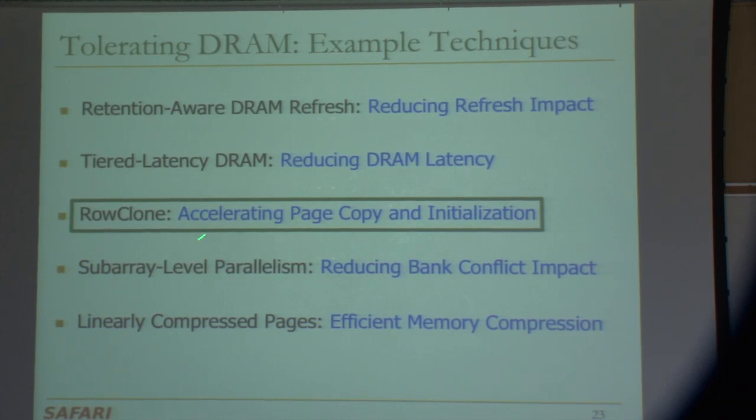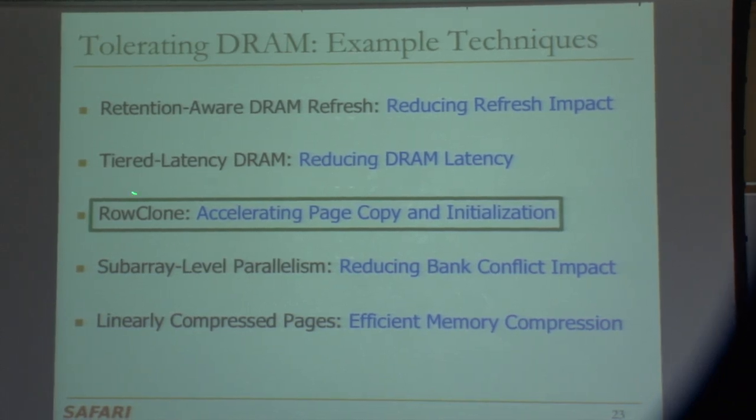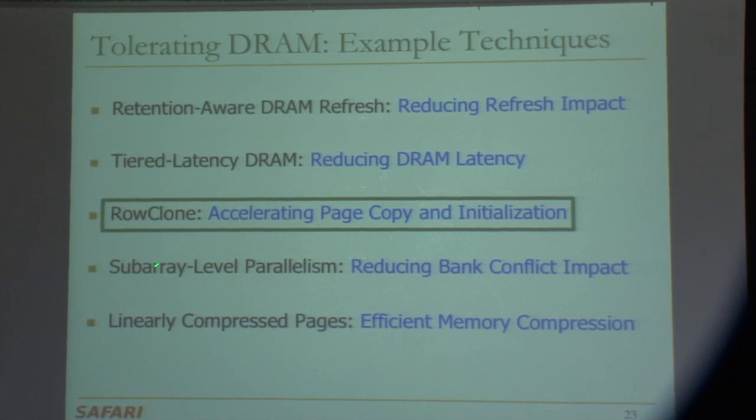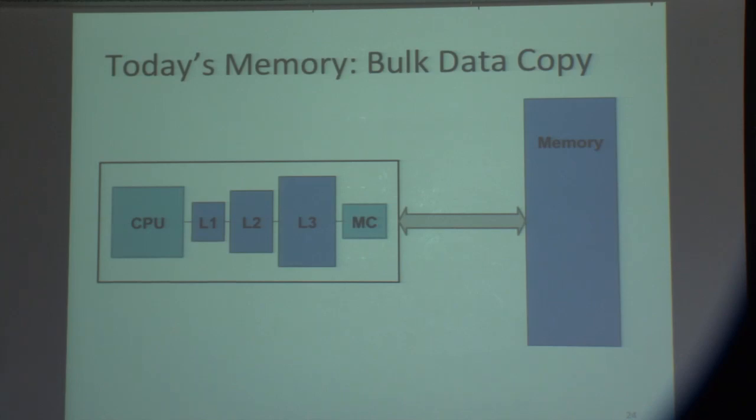So I'll talk about this a little bit, and then I'll talk about tiered latency DRAM. But there are other ways of improving parallelism and locality in DRAM, which is subarray level parallelism. I discussed this a little bit in the lectures. And this paper that's coming up at Micro, Gennadi's work on efficient memory compression, how do you enable that?